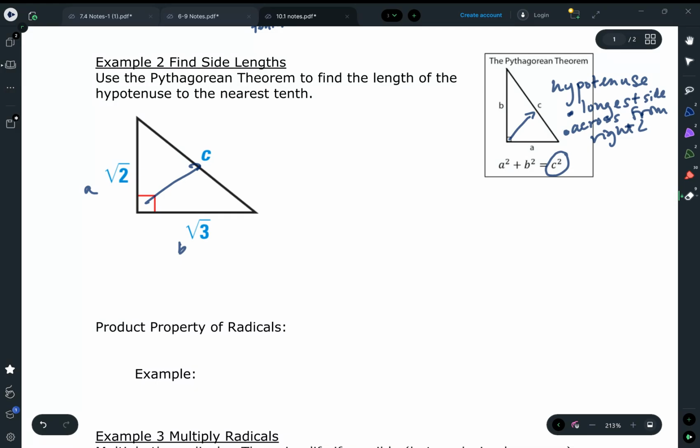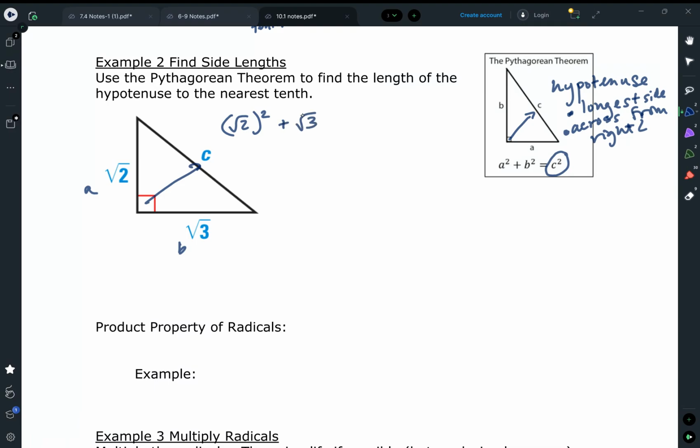So I'm going to go ahead and write out my Pythagorean theorem. Square root of 2 squared plus square root of 3 squared equals C squared. So squares and roots cancel out. Square root of 2 squared would just be a 2. Square root of 3 squared would just be a 3. So we have equals C squared. So 5 equals C squared.